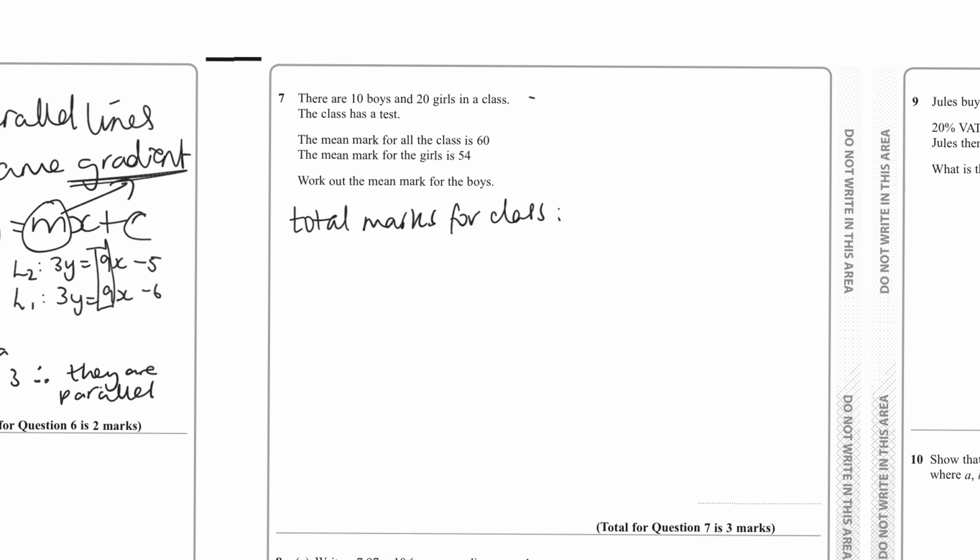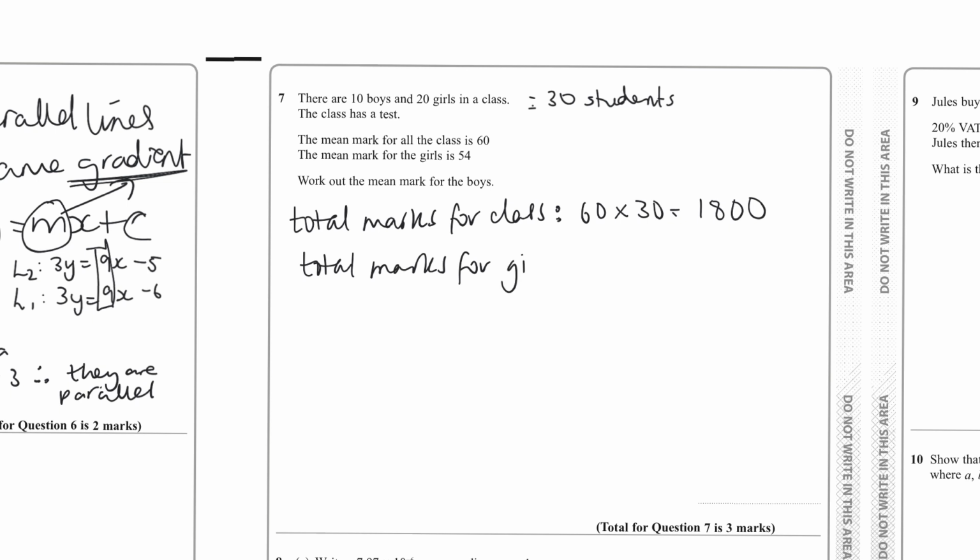So first of all, in total, we have 30 students because 10 boys plus 20 girls is 30. So in order to work out the total marks for the class, we need to do 60, because that was our mean, times 30, which is 1,800. Then for the total marks for the girls, we're going to use the same method, but obviously different numbers. So that will be 54 times 20, which is 1,080.